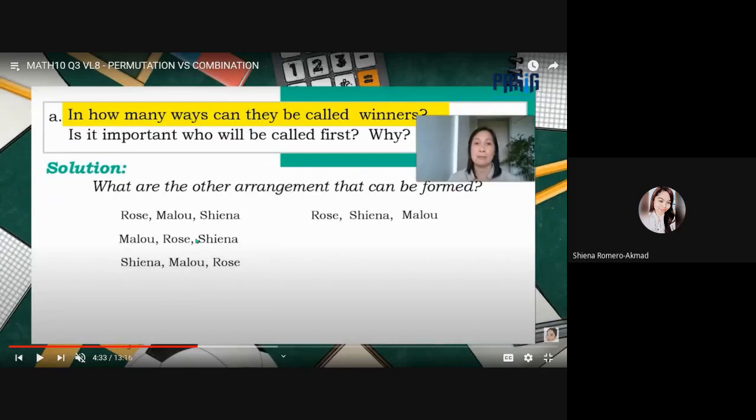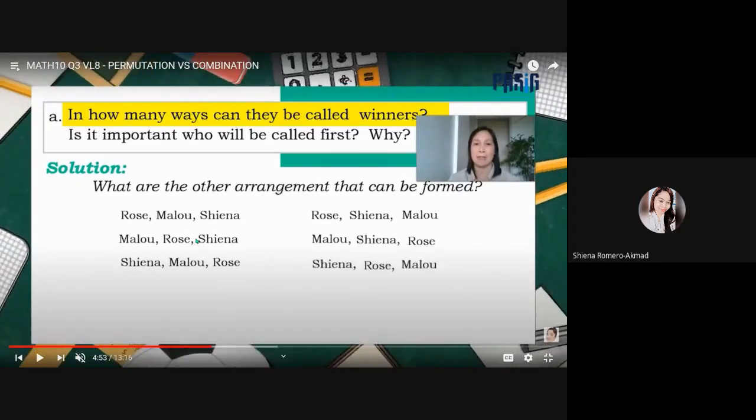So, yun yung mga other three arrangements na pwedeng mangyari in the same scenario. Okay? Magkakaiba lang ng arrangement. So, looking at these 6 arrangements, tanong dyan, is it important who will be called first and why? Remember, pinag-uusapan natin dito yung major prizes, kung sino yung mananalo ng first, ng second, and the third prize. So, importante ba who will be called first, second, and third?